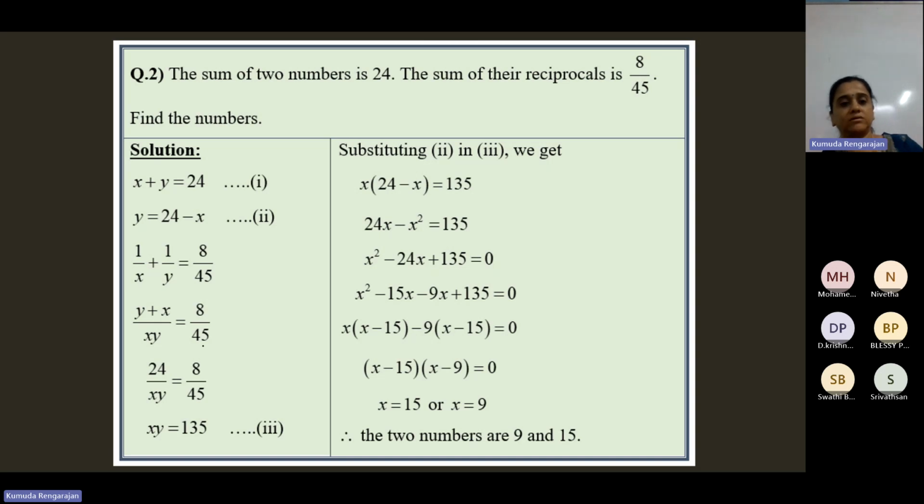So here, what have I done? In this method, I've substituted the other way. This is the first equation, right? x plus y is equal to 24. So I've written y is equal to 24 minus x. I've substituted this in the second equation.